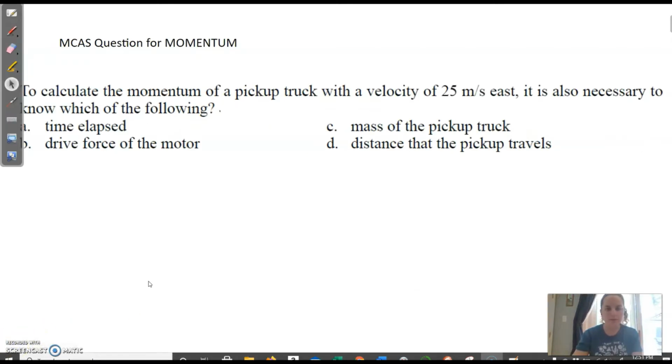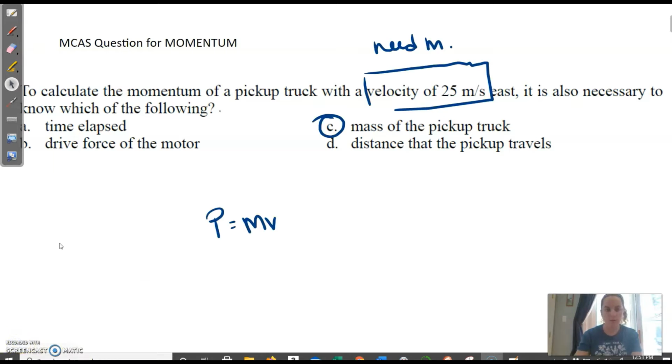To calculate the momentum of a pickup truck with a velocity of 25 meters per second east, it is also necessary to know which of the following. All right, so if we wanted to solve for momentum, which is P, and we have the velocity, then we need the mass of the pickup truck in order to do so.